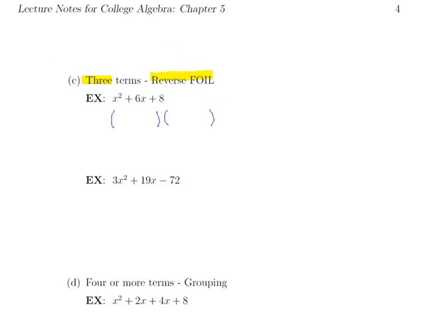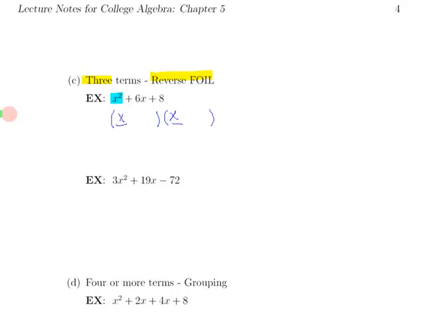So the first thing to notice is that this x squared term right here is going to be what I get if I multiply the first 2 terms together. That's the firsts. The result is x squared. So what do I have to multiply together to get x squared? Okay, the most natural choice would be x and x.